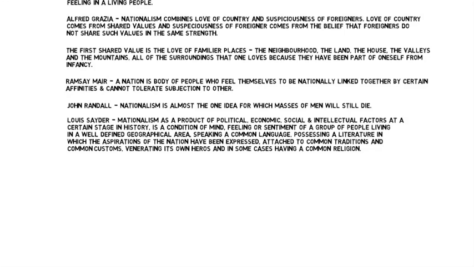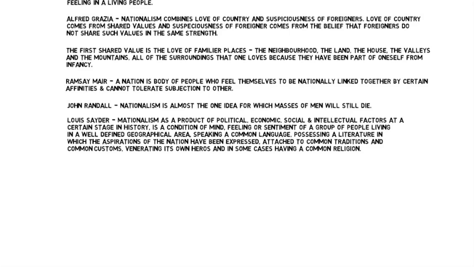And it is also a condition of a mind, a feeling or sentiment of a group of people living in a well-defined geographical area. People living in a particular geographical area are connected, they have that feeling, that sentiment, that attachment to that geographical area, not only to the geographical area but also to the language they speak, and to the literature which has always inspired them.